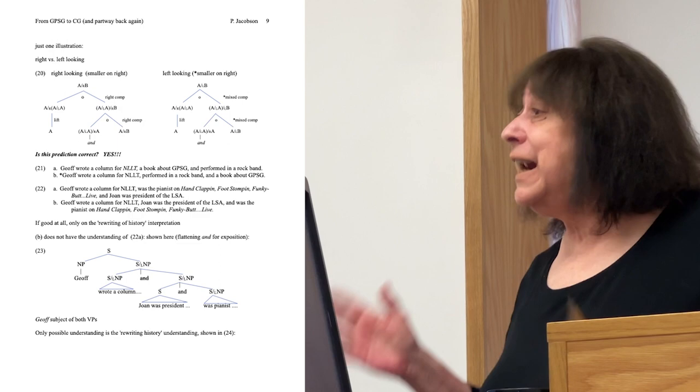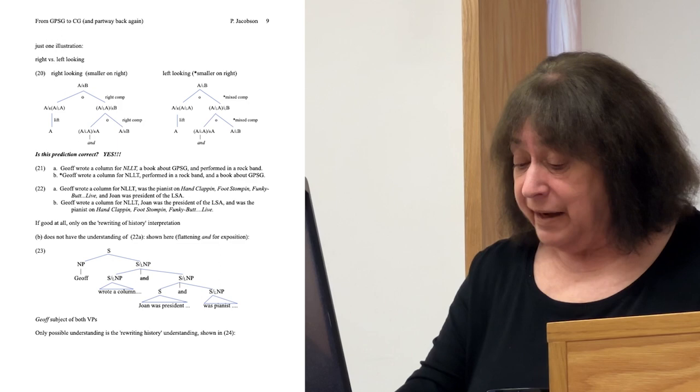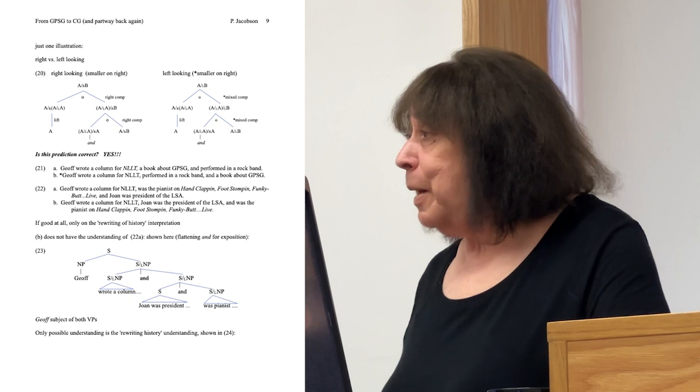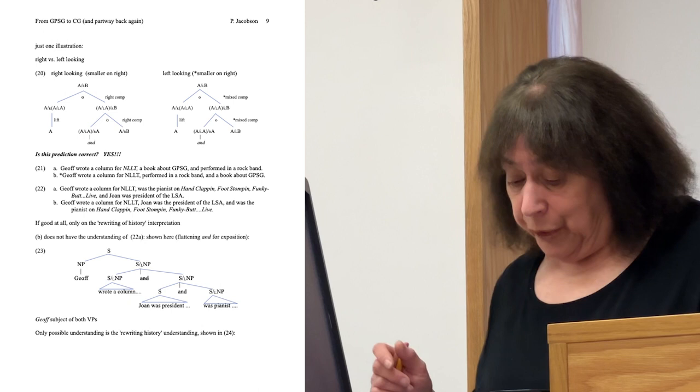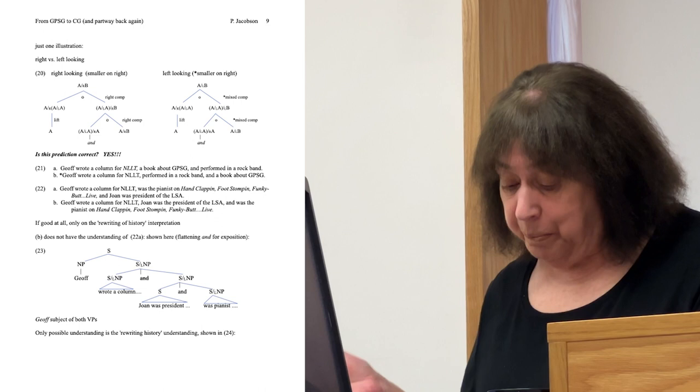The reason it shouldn't be good is the structure it would have to have is what I showed you on 24, and that noisy ant at the very bottom should not sponsor the silent ant up there, because they're not in an unbroken chain. But I have checked these out with people, and a lot of people say, yeah, they're not great, but they're not horrible. However, the reading I'm interested in, what you can't get for 22, is the same reading as in 22B, has no reading synonymous with 22A, where Jeff is the understood subject of being the pianist, okay? And that reading is shown in 23.